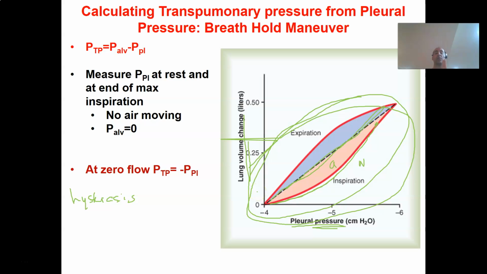So what's the important point of this slide? There's a couple of take-home messages. One, you need to memorize transpulmonary pressure equals P alveolar minus P pleural. Two, you need to remember that at the 0 points when no air is moving, the alveolar pressure is 0. Three, this is a compliance curve, and the reason that you're getting this outward movement here and here is because of the recoil effects of the lung and this thing called hysteresis.